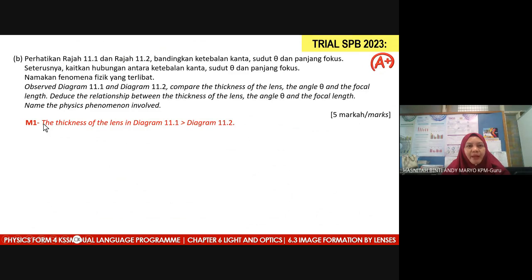So first we compare the thickness. Remember, this is an essay question, so we must write the parameter. Don't just mention diagram 11.1 is greater than diagram 11.2, or you will lose marks somewhere. So compare the thickness: we say the thickness of the lens in diagram 11.1 is greater, then in 11.2.